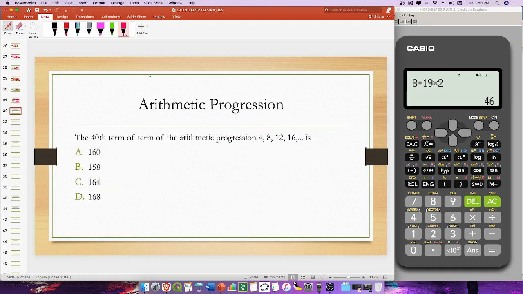Okay, let's start with this problem. According to the problem, the 40th term of the arithmetic progression 4, 8, 12, 16 is, so we don't know. But we already know your a1 and your common difference. The common difference here by inspection is equal to 4. Take note.